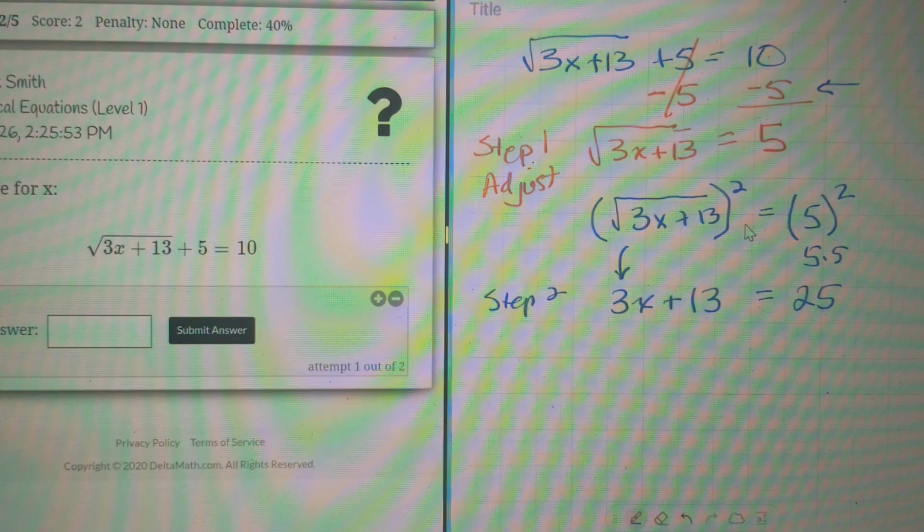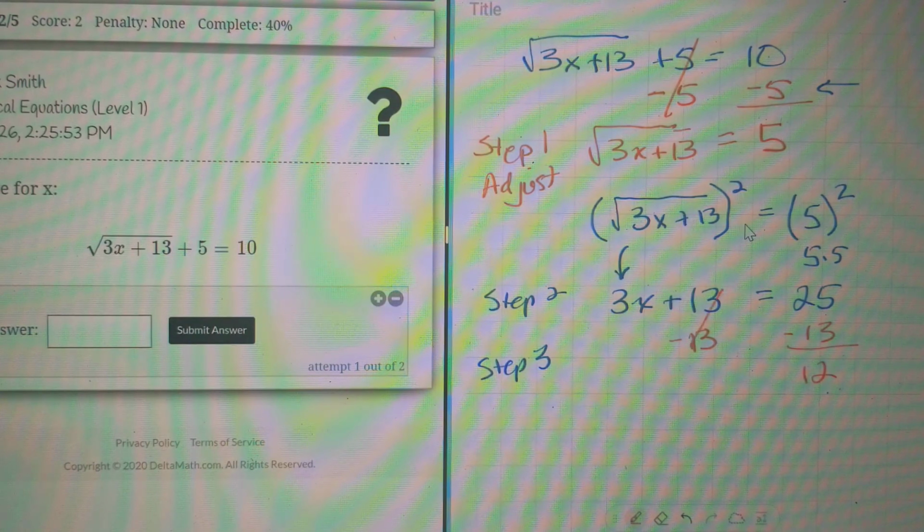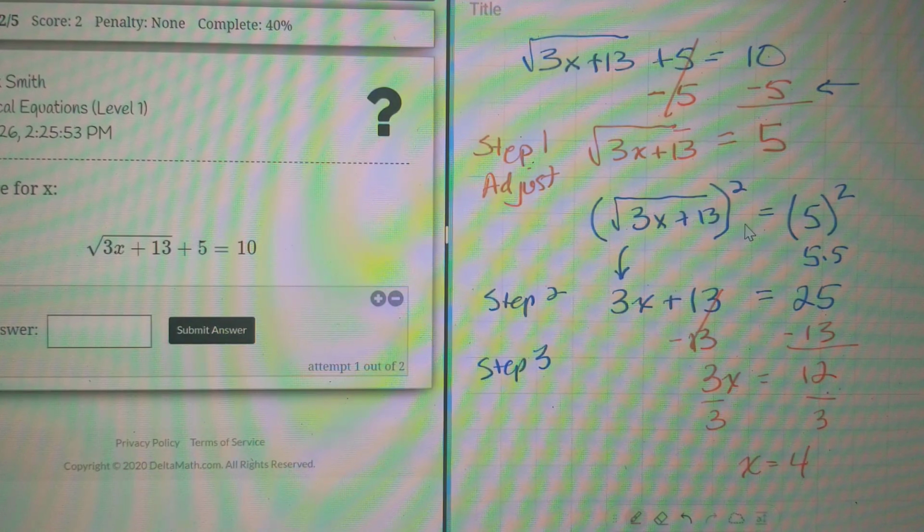And now all we have to do is solve this. Step 3, using our awesome algebra skills, we are going to solve this. So we're going to subtract 13 from this side and subtract 13 from that side. And we get a 12. This goes away. So now it says 3x equals 12. And we divide both sides by 3. And we get x equals 4. All right. So x equals 4.